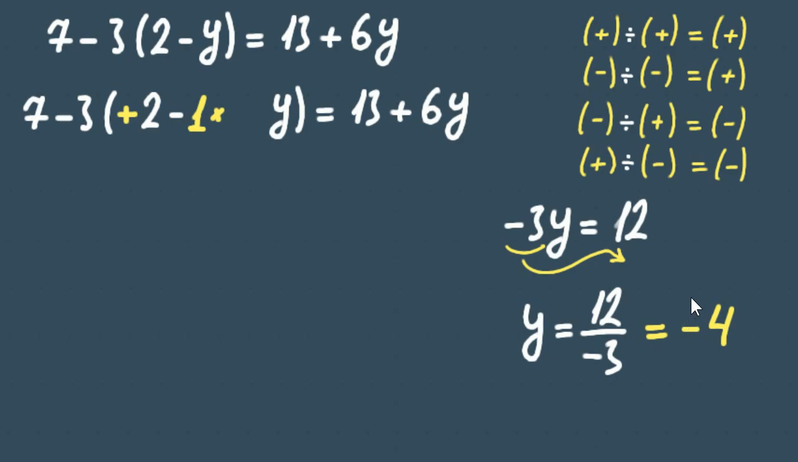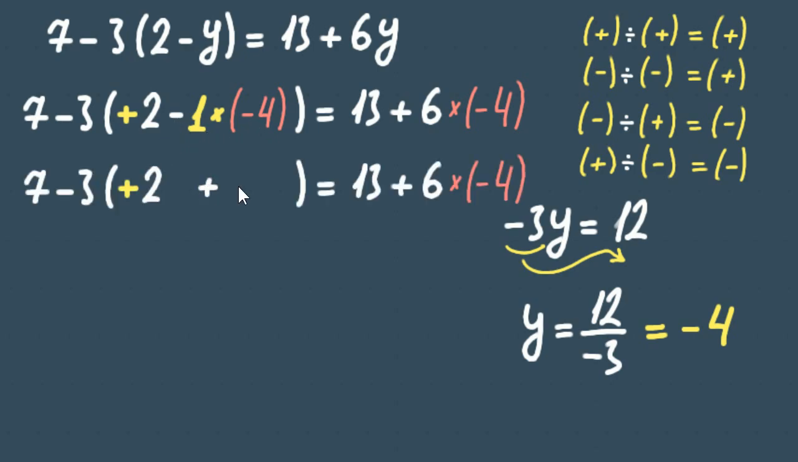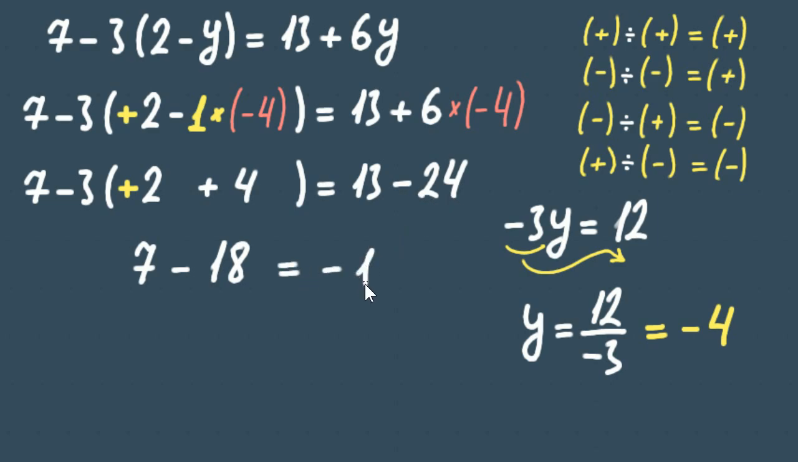Let's do a check and substitute -4 instead of y in the equation. And find out if we get the correct equality. -4 multiplied by -1. We get a positive number. +6 multiplied by -4. We get a negative number. +6 multiplied by -3. This is -18. Subtract 24 from 13. We get -11. And so we get the correct equality. The equation is solved correctly.